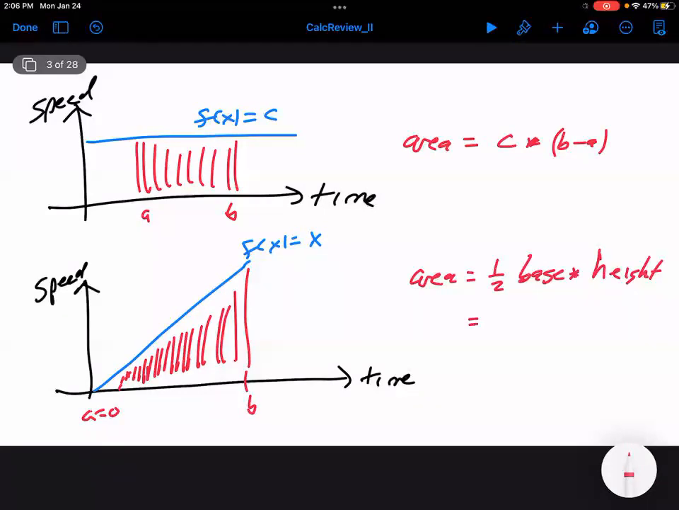So here it's going to be 1/2 b times the height. And since y equals x, that's going to just be b. So it would be 1/2 b squared in this special case. And if you think about it, does this seem reasonable? So my speed is constantly increasing, but it's increasing in a linear way.